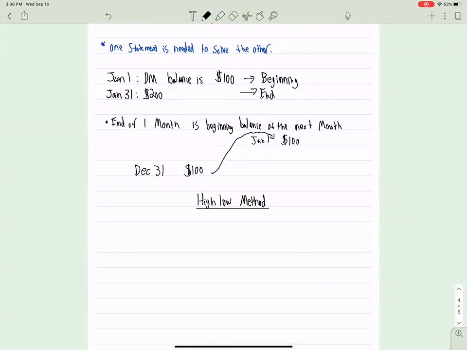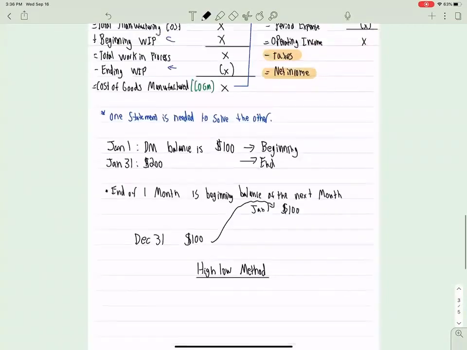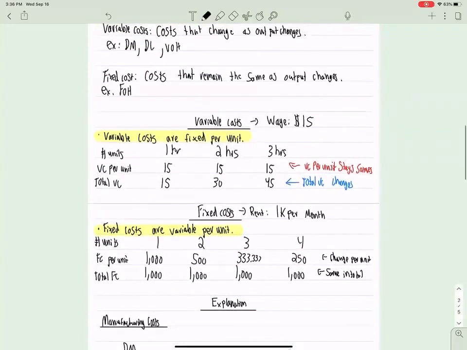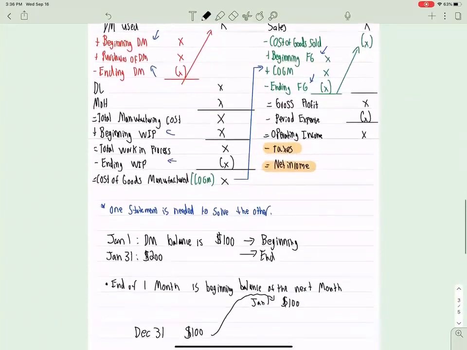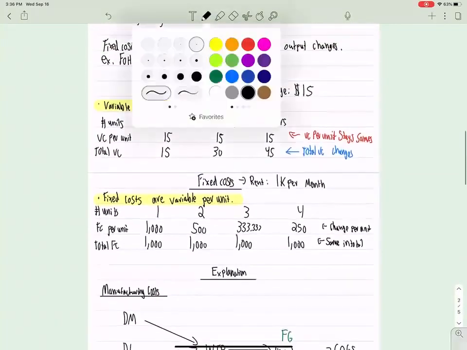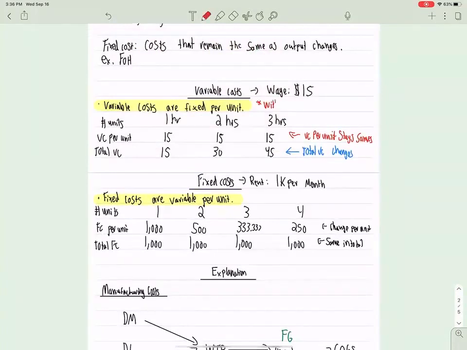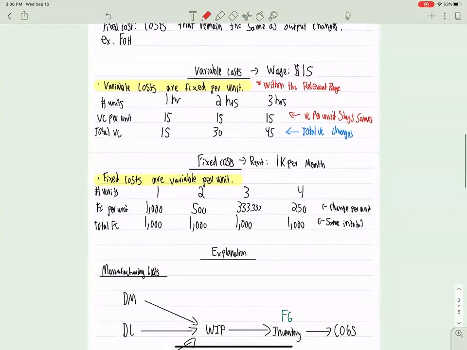Okay, guys, this is what the high-low method is. Let's go back to the whole variable cost and fixed cost thing. When I told you that variable costs are costs that change as output changes, and specifically that variable costs are fixed per unit, that is only with an asterisk. I want you to put an asterisk next to it: within the relevant range. Put that next to variable costs are fixed per unit. That is within the relevant range. Do we know the relevant range? They'll tell you it in a problem. Guaranteed. They will tell you what it is. I'm going to go over the high-low method now.